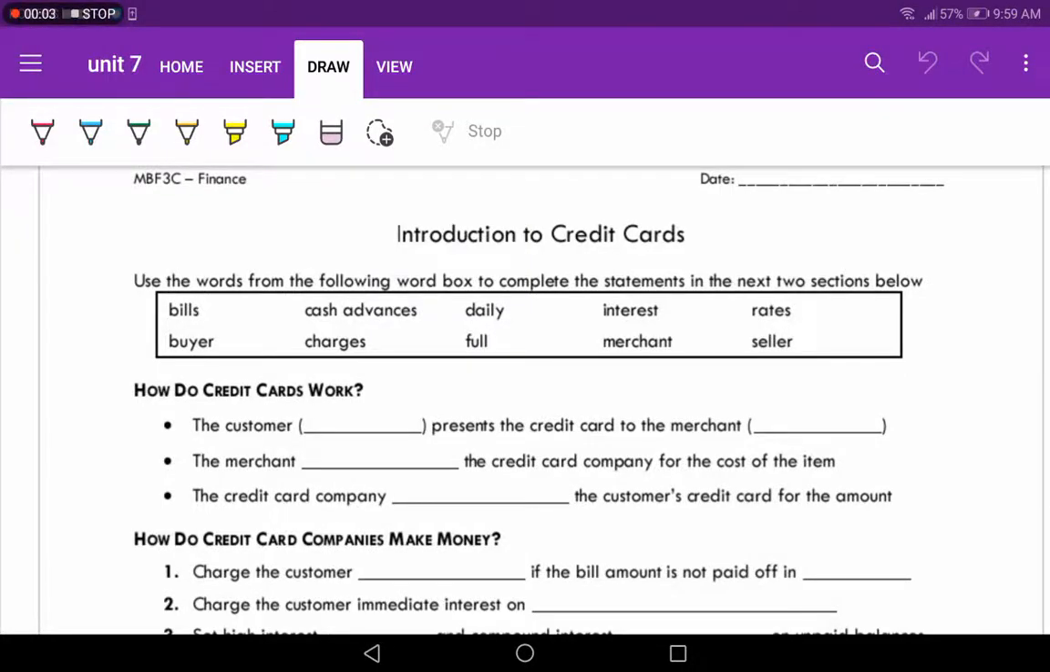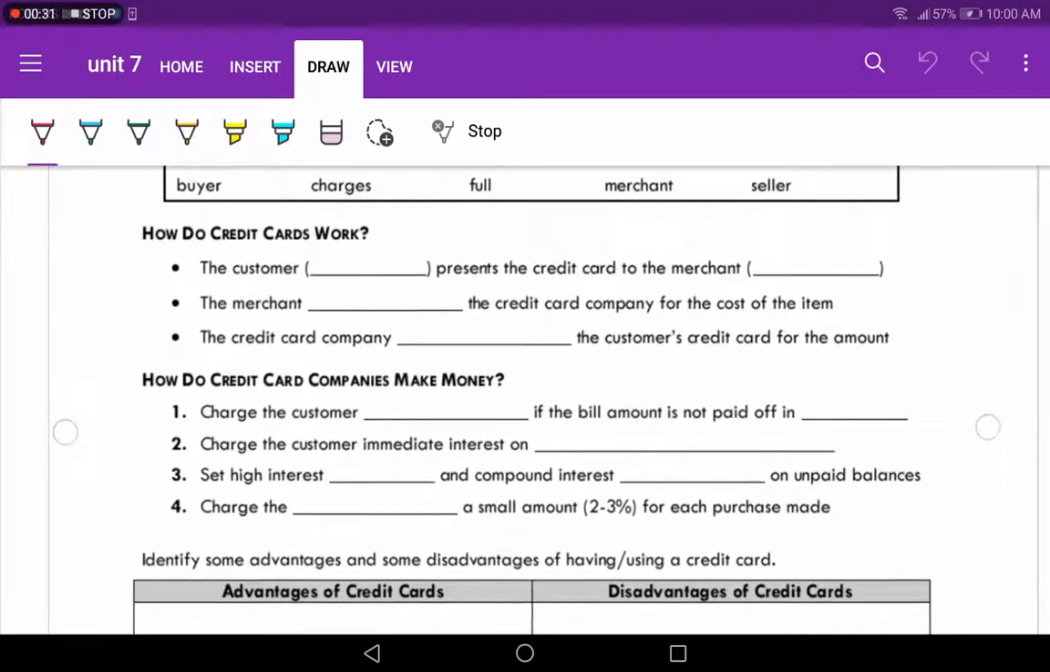Lesson 2 of Unit 7. So the first lesson you would have just read through a couple paragraphs. So there was no recording, so this is the first recorded lesson, and we're going to be doing an introduction to credit cards. So it says, use the words from the following word box to complete the statement in the next two sections below.